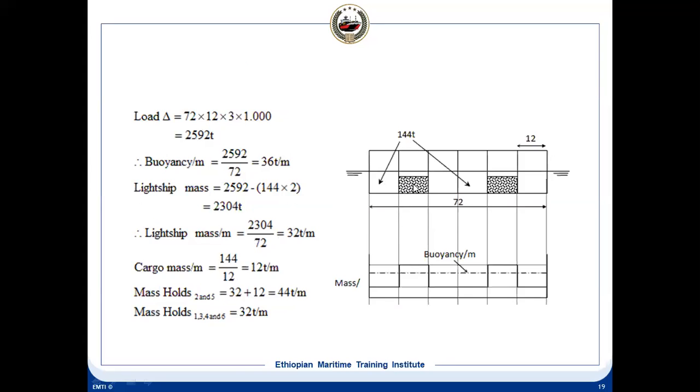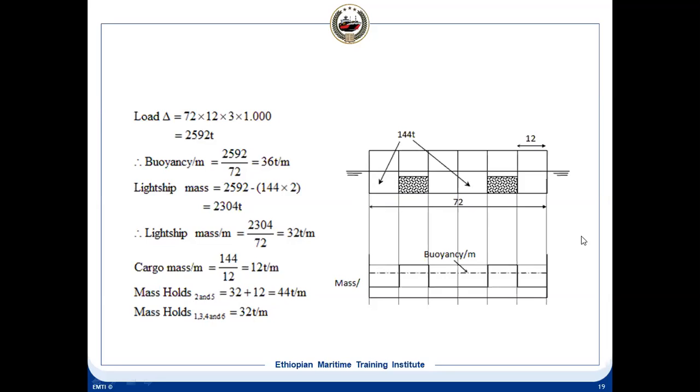It is 12 tons per meter. This is also 12 tons per meter. So the mass of holds 2 and 5 will be lightship mass plus this 12: 32 tons per meter plus 12 tons per meter, because 144 tons of cargo has been added. The mass of holds 1, 3, 4 and 6 will be the lightship value, because we have not added any mass.